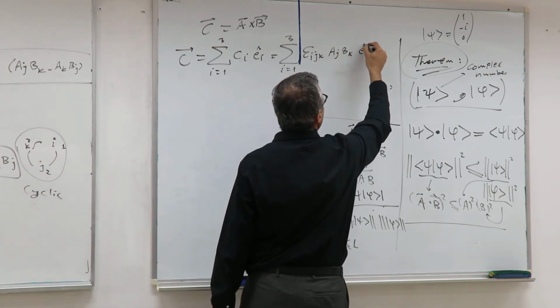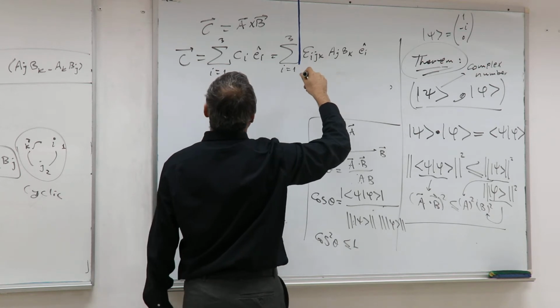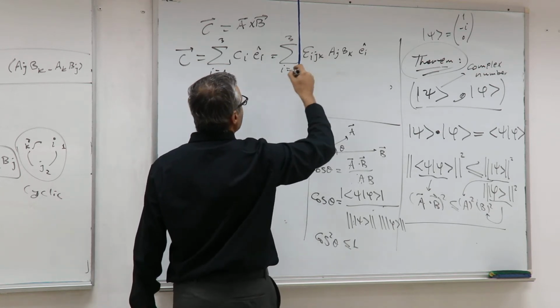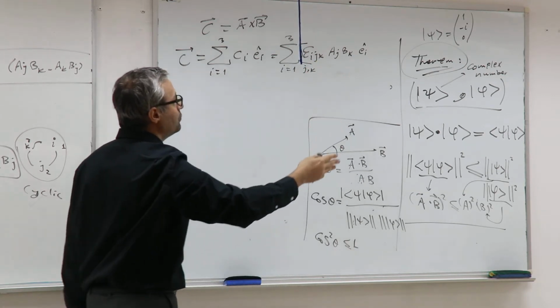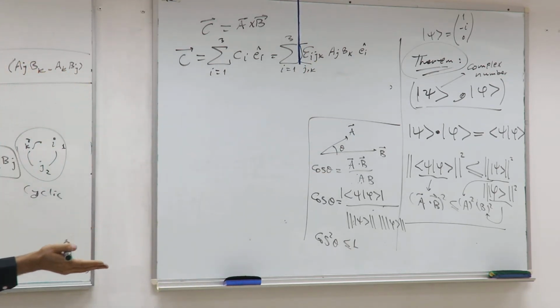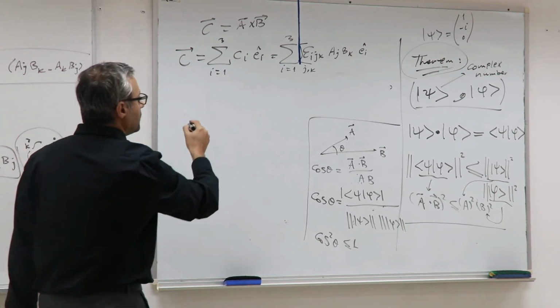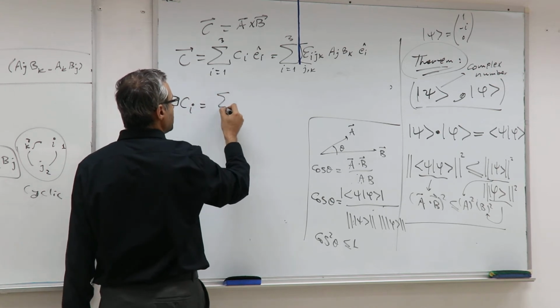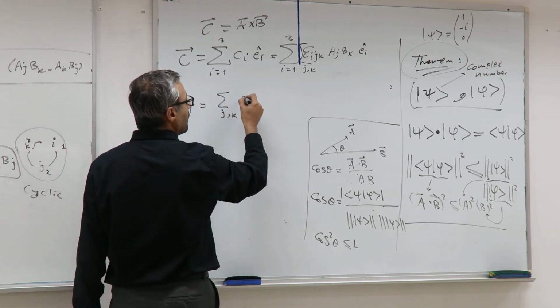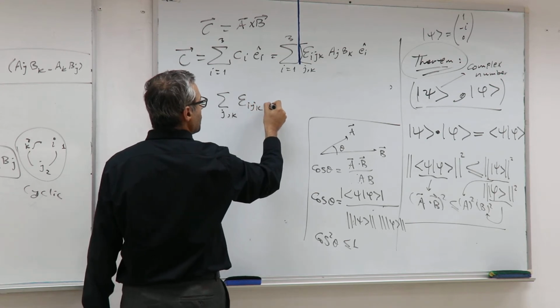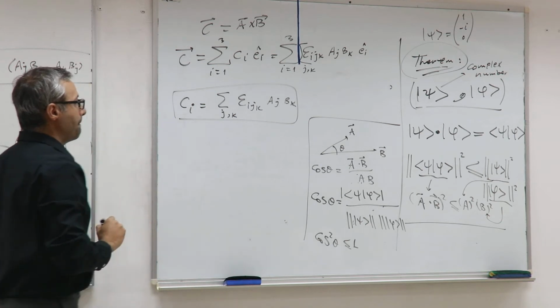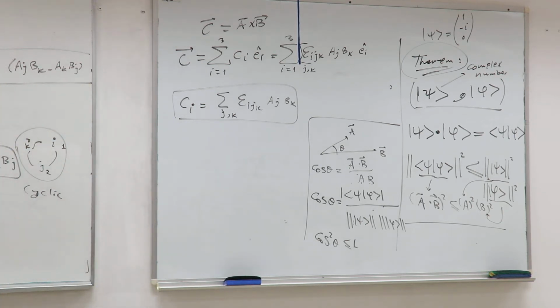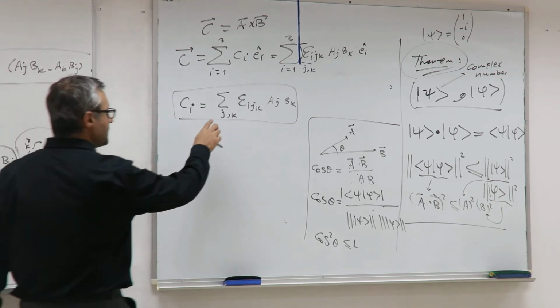But you see that the j and k are actually summations over j and k. One time you put j as 2 and k will be 3, and next time you change j to 3 and k will be 2. This is the definition of the component of the cross product. You have a 2 sigma here.